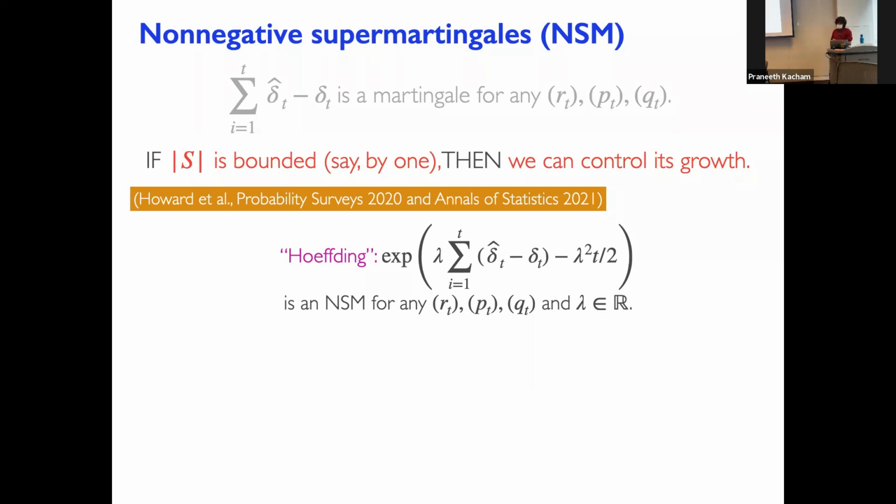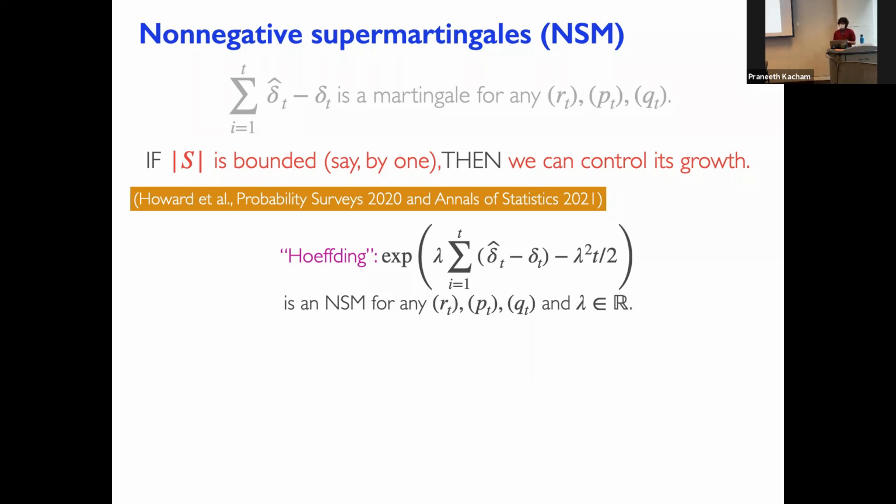It turns out that if you have a bounded score function, then this process is a non-negative supermartingale. Non-negative just means it's non-negative. It's an exponential of something, so it's non-negative. A supermartingale is where the increments have mean less than or equal to 0. Instead of a martingale, which has mean 0 increments, a supermartingale has mean less than or equal to 0 increments. And it turns out that for any lambda in the reals, and in this case for any RT, PT, and QT, this process here is a non-negative supermartingale.